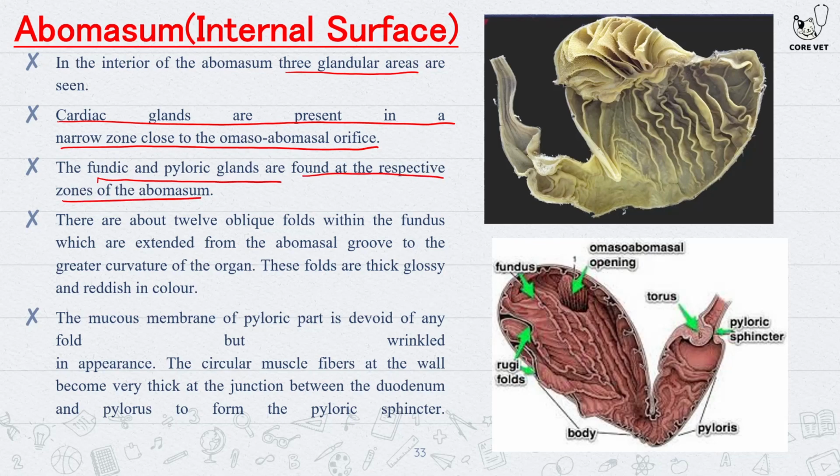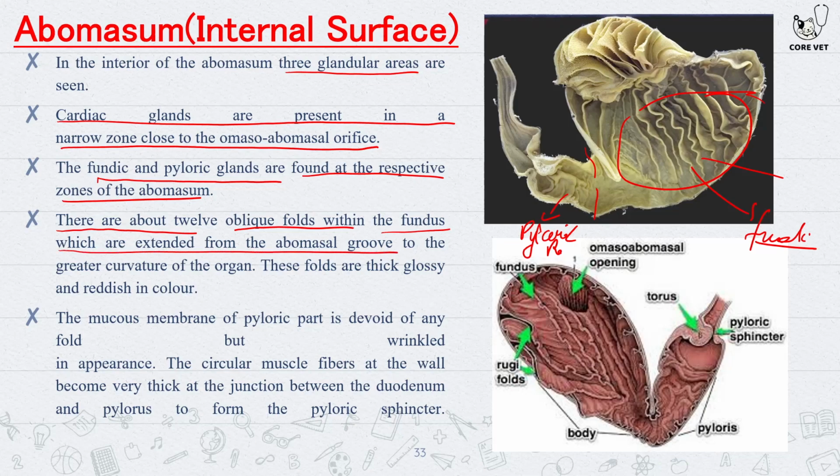I had told you also that this is the pyloric region, and this is the fundic region. So the fundic gland will be present in the fundic region, and the pyloric gland will be present in the pyloric region. There are about 12 oblique folds within the fundic region, which extend from the abomasal groove to the greater curvature of the organ.